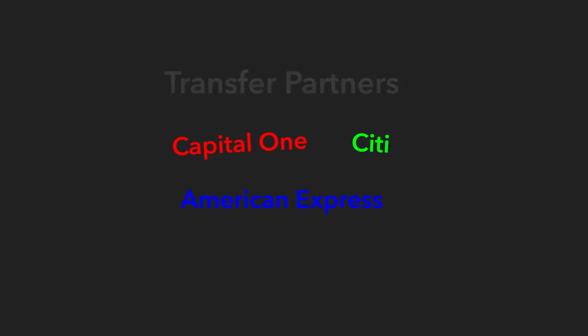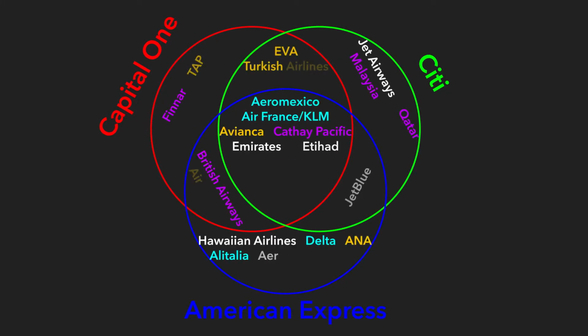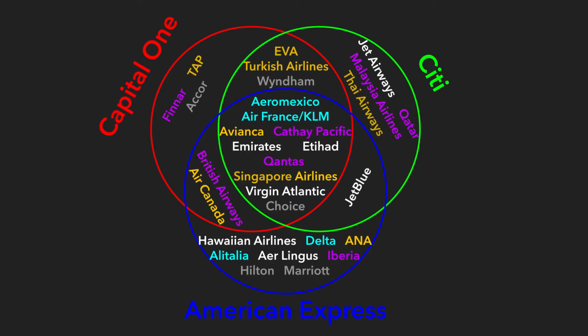But for these three banks, here's a list of their transfer partners organized into a Venn diagram. Feel free to screenshot this if you want to refer to it later. Looking at this list, the immediate first impression that some people have is, there are like no domestic airlines on here. Like, okay, Amex has Delta and Hawaiian, and they and Citi have JetBlue, but that's it. Capital One doesn't even have any.